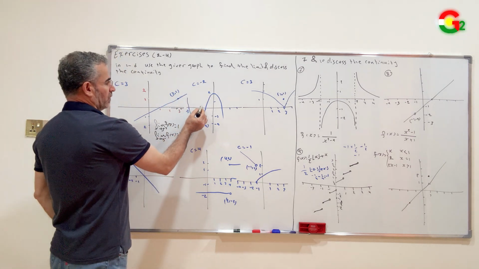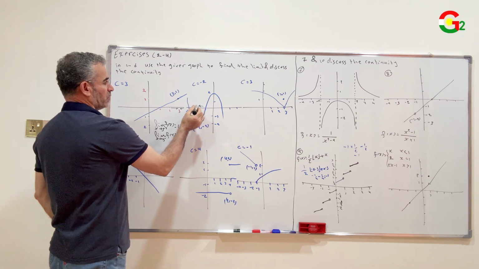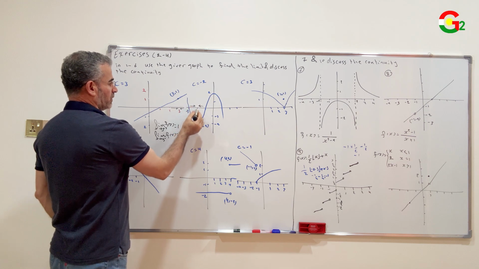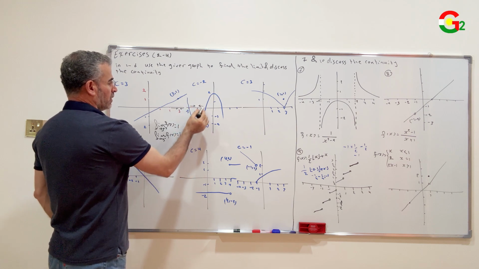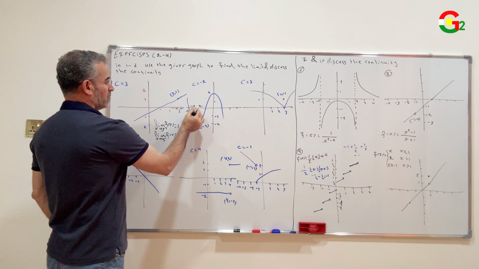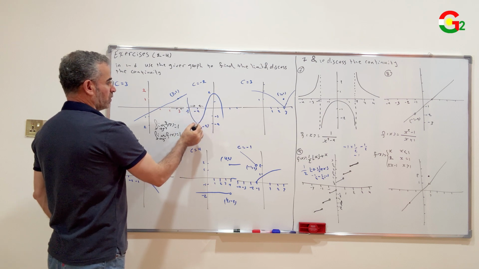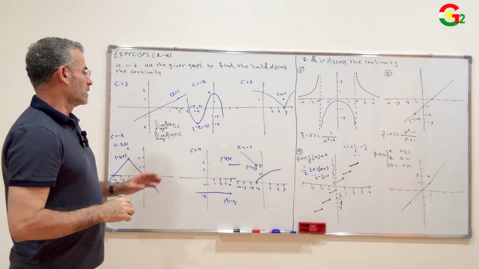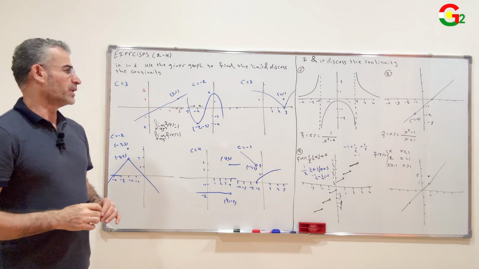Number 2, c equals -2. The limit of this function when x approaches -2 from right is -2. From left also is -2. Therefore, the value of the function is -2 also. Therefore, this function is continuous when x approaches -2.